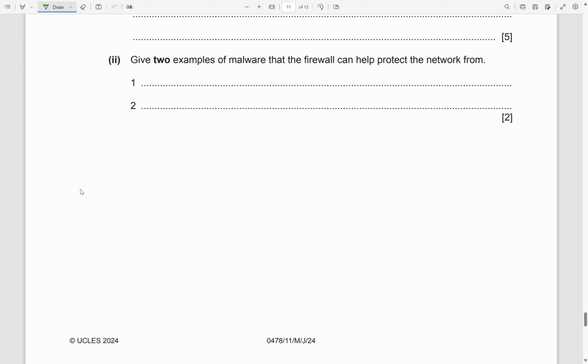Give 2 examples of malware that the firewall can help protect the network from. Okay, so I think one we can say is a DDoS, or botnet. So, distributed denial of service attack. Denial of service, and let's just put in brackets, DDoS. That should be a big S.